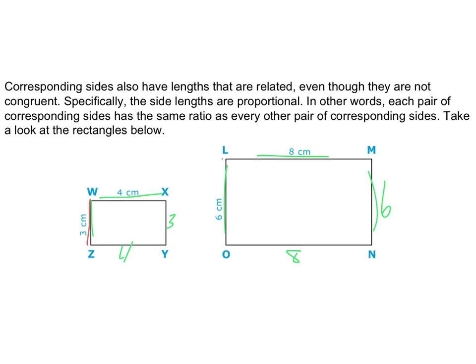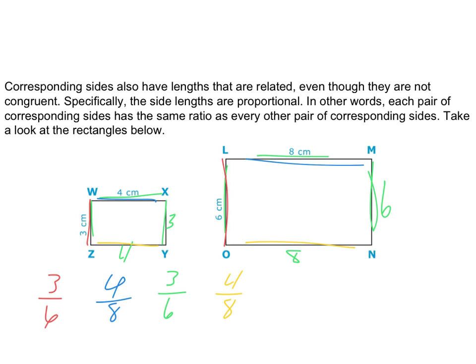So if we did 3 and 6, it doesn't matter which one we put on top as long as we start in the same shape. So I could do 3 over 6. If I did 4 and 8, it would be 4 over 8. 3 and 6, 3 over 6. 4 and 8, 4 over 8.